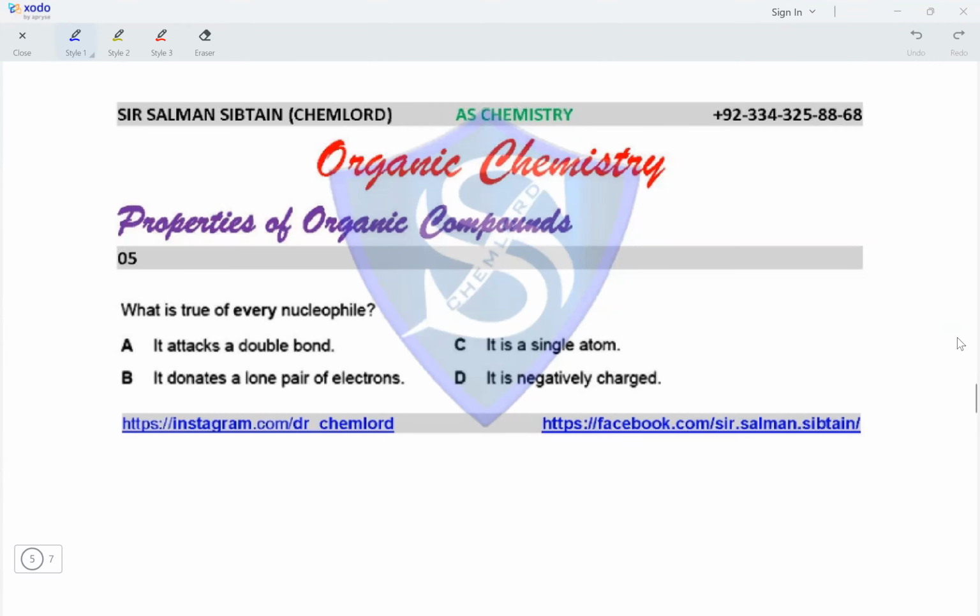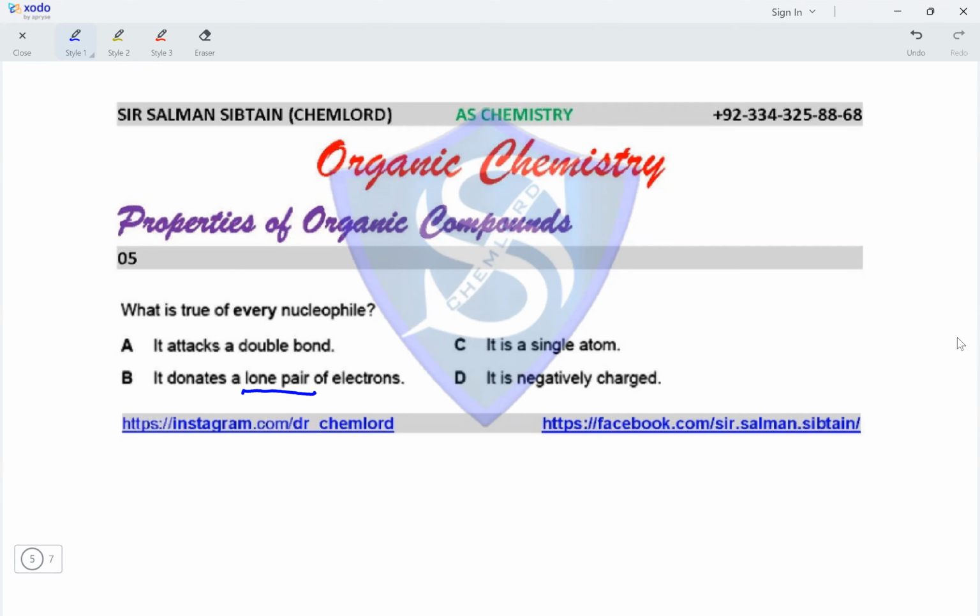Question 5. What is true of every nucleophile? It attacks a double bond. No, it is attracted towards a positively charged atom. It donates a lone pair of electrons. Yes, a nucleophile must have a lone pair of electrons present in order for it to be called a nucleophile.